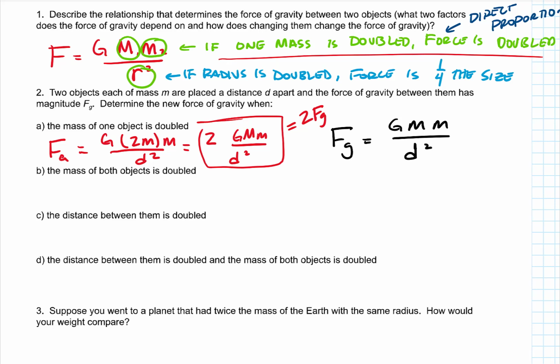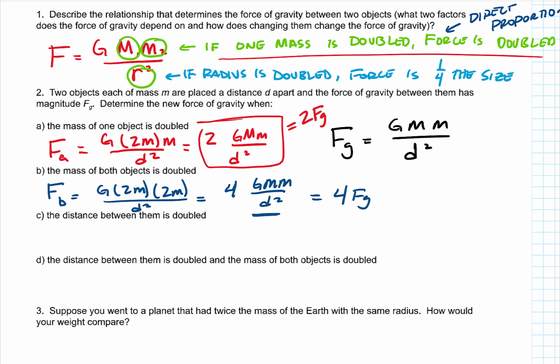What happens if the mass of both objects is doubled? So in part B, we have G. We're going to double one of them. That doubles the force. We're going to double the other one. That quadruples the force, over d squared. So if we move those 2's together, what I've got is 4 times Gmm over d squared. That's 4 times this, so it's 4 times Fg.